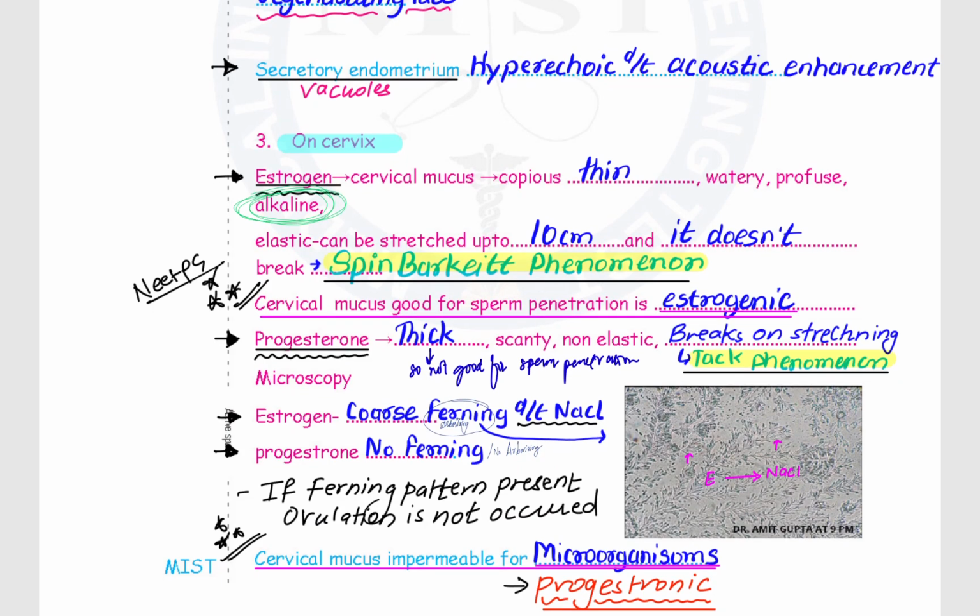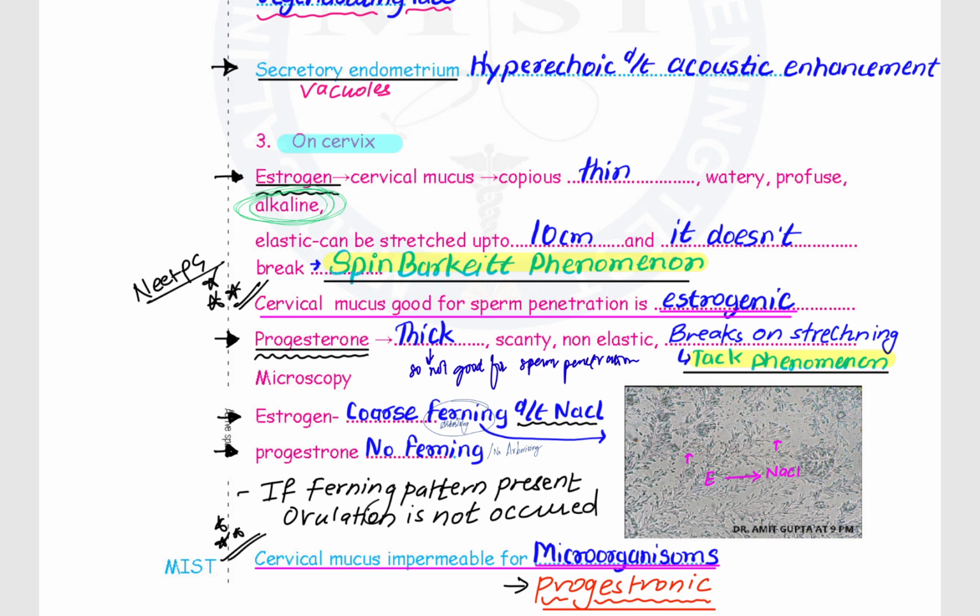Now, progesterone causes the cervical mucus to become thick, scanty, and non-elastic. It breaks on stretching. This is known as tack phenomenon. It's tacky, it breaks on stretching. Estrogen shows coarse ferning or arborizing due to NaCl, and progesterone causes no ferning or no arborizing.